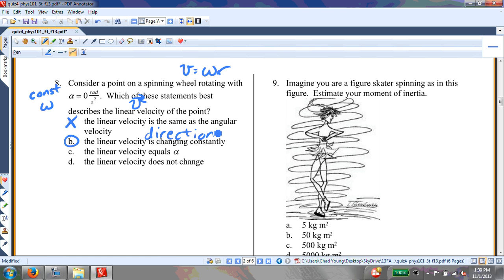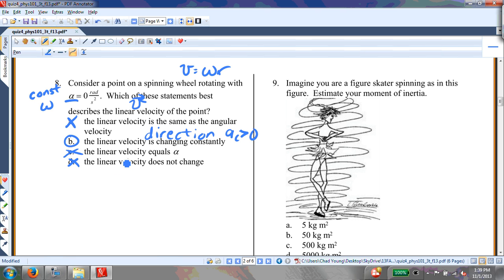Oh, so its angular acceleration is 0, but its centripetal acceleration is bigger than 0. So it is accelerating even though its angular acceleration is 0. The linear velocity equals alpha. So that doesn't make any sense. And the linear velocity does not change. Okay, that's not true because it changes direction.